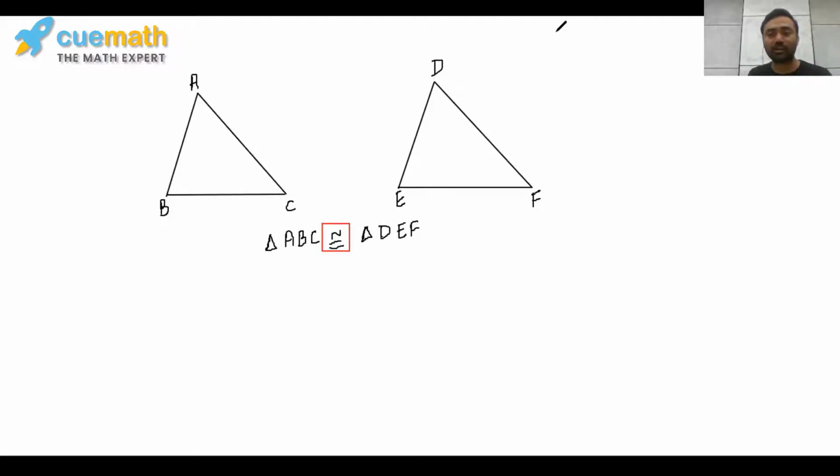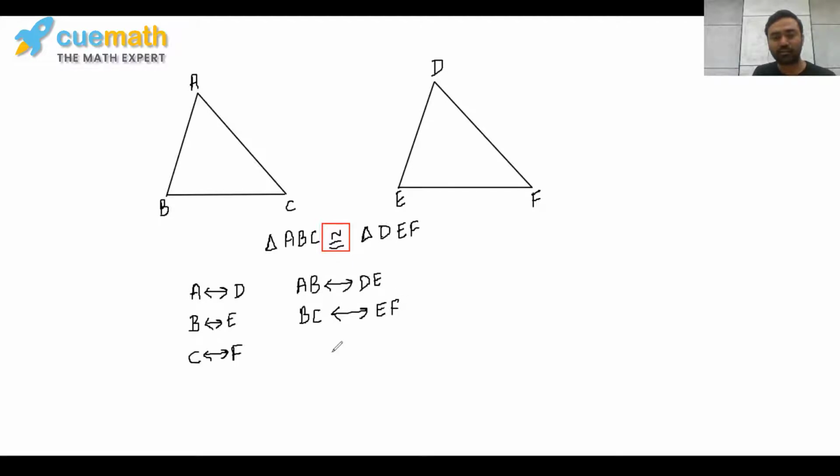Now, if these two triangles are congruent, then we'll say that vertex A corresponds to vertex D, vertex B corresponds to vertex E, vertex C corresponds to vertex F. Similarly, the side length AB corresponds to the side length DE. The side length BC corresponds to the side length EF. The side length AC corresponds to the side length DF.